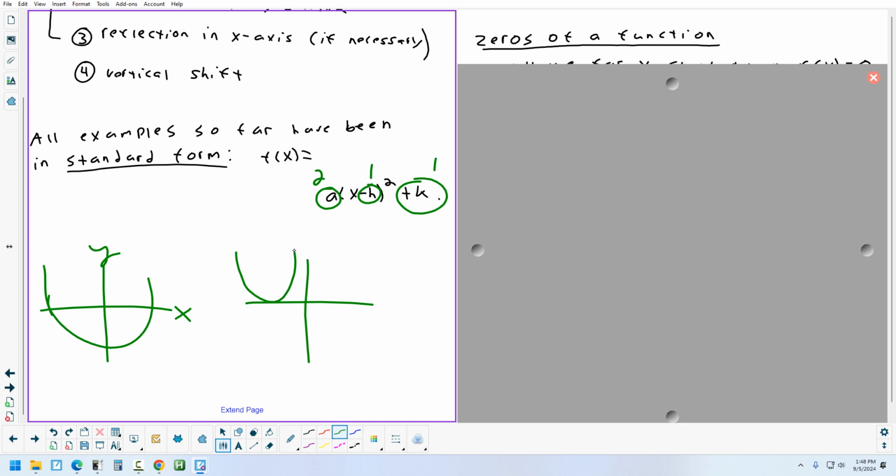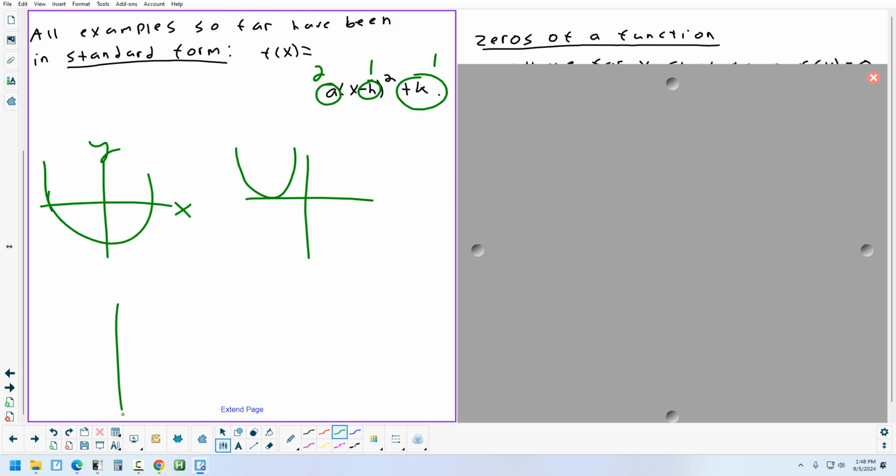Maybe if it did something like that. What else could happen? Yeah. It could hit no times. Yeah. Maybe it does something like that and it doesn't hit at all. Everywhere that it hits the x-axis, that's called a 0. Let's call it an x-intercept, but you could also call it a 0.